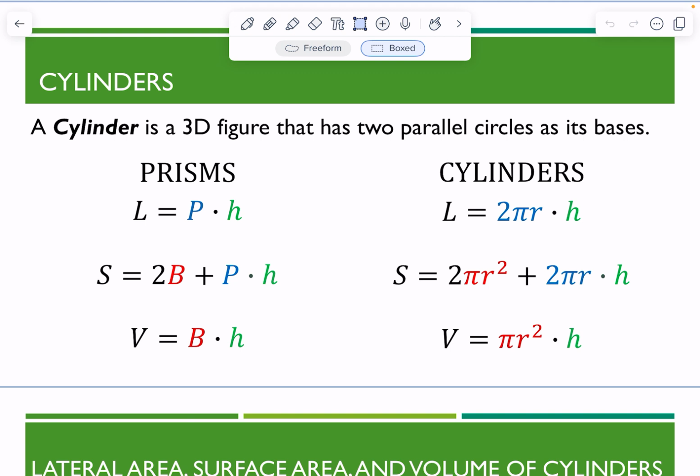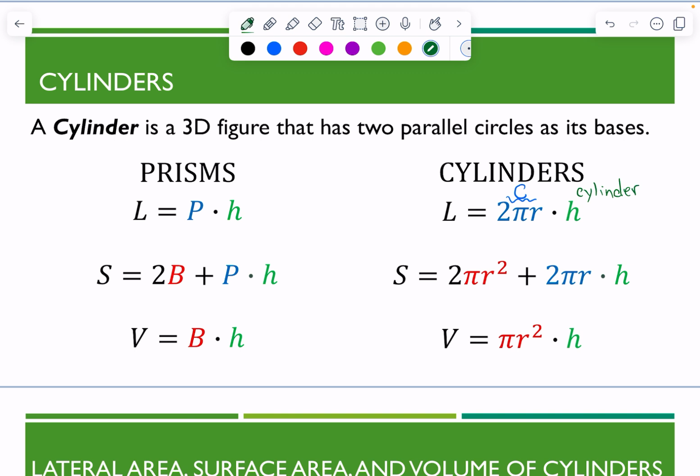Now, here is a great comparison between what we did yesterday with prisms compared to what we're going to do today with cylinders. When you look at prisms, remember our lateral area was the perimeter of the base times the height of the prism. In cylinders, the perimeter is actually the circumference of the circle times the height of the cylinder. In other words, how far are the two circles away from each other?